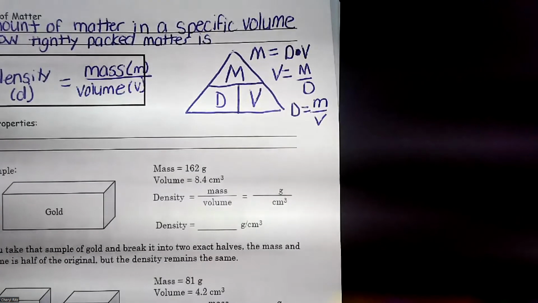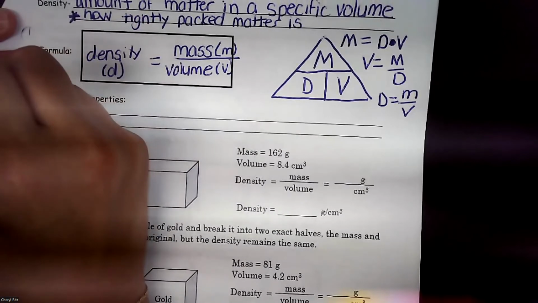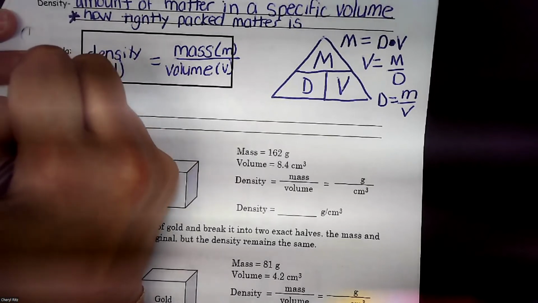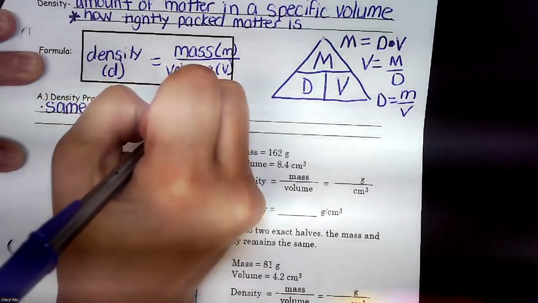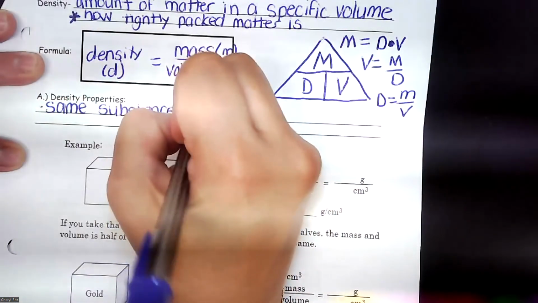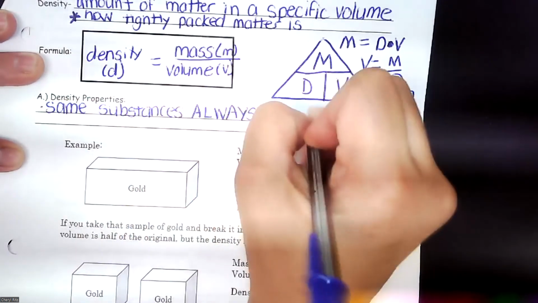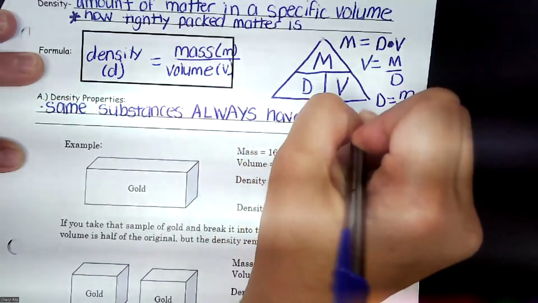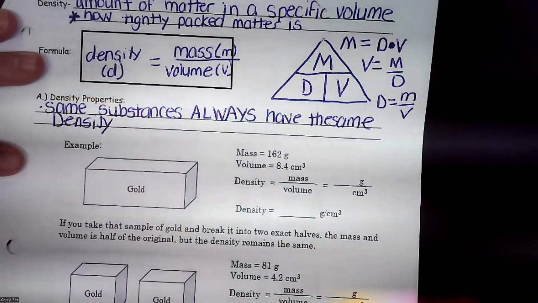All right. And the last thing we need to do is talk about some properties of density. It's how tightly packed matter is. So the first thing we need is that the same substances always have the same density.